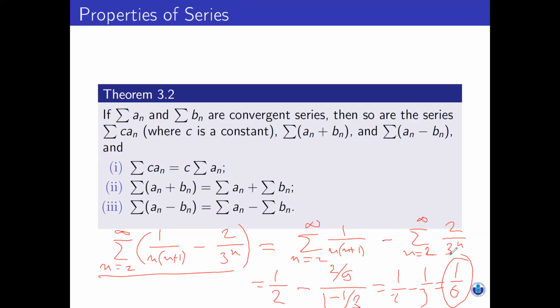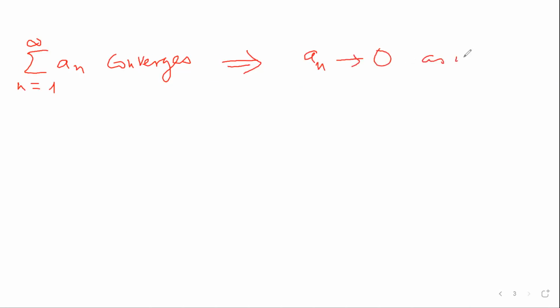Okay, let's now prove the theorems. So now we have to show that if you have a convergent series, sigma a_n, let's say starting with 1, you can start with anything, this implies that a_n goes to 0 as n goes to infinity. So the terms go to 0.